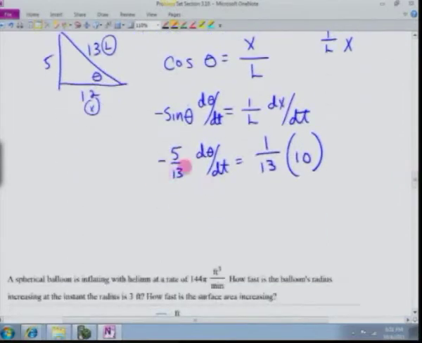So if I'm solving for d theta dt, what do I do with this guy? Multiply by the reciprocal.